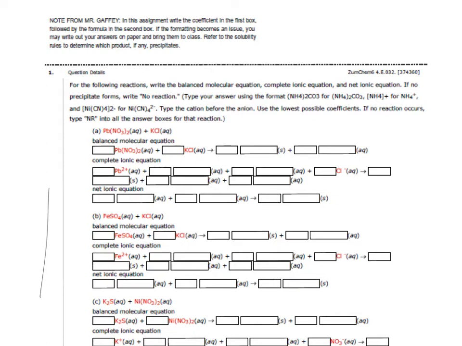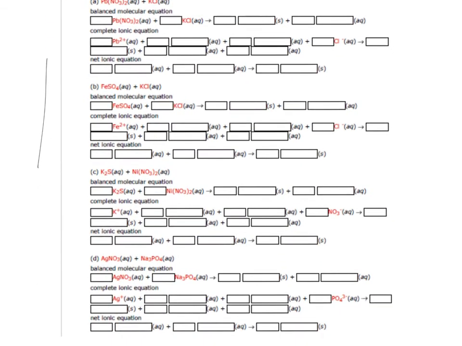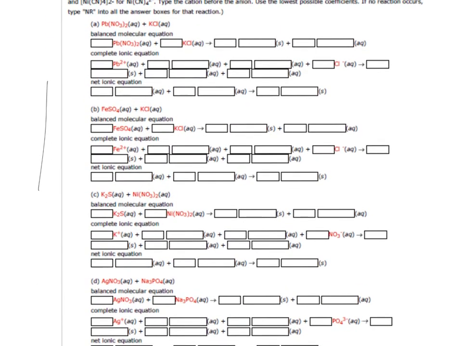I have compounds which may differ from yours, but you would follow the same steps and the same solubility rules. So let's begin. In part A, in my case, I'm asked to write the balanced molecular, complete ionic, and net ionic equations when lead 2 nitrate reacts with potassium chloride.